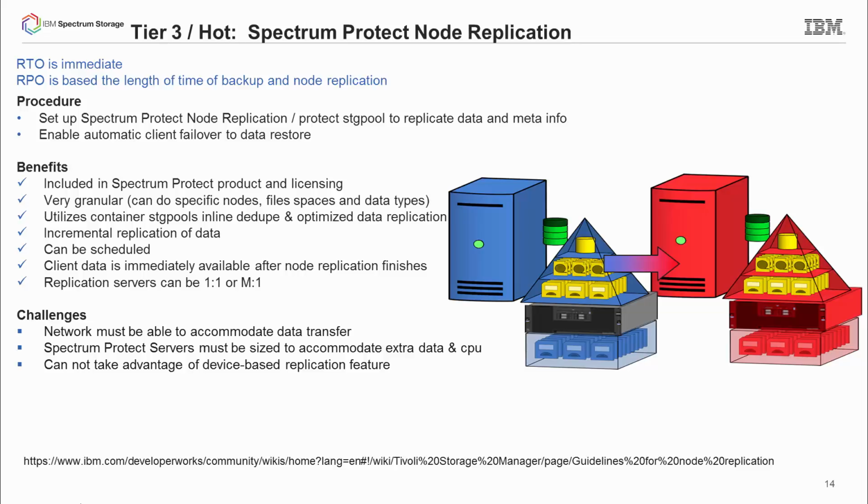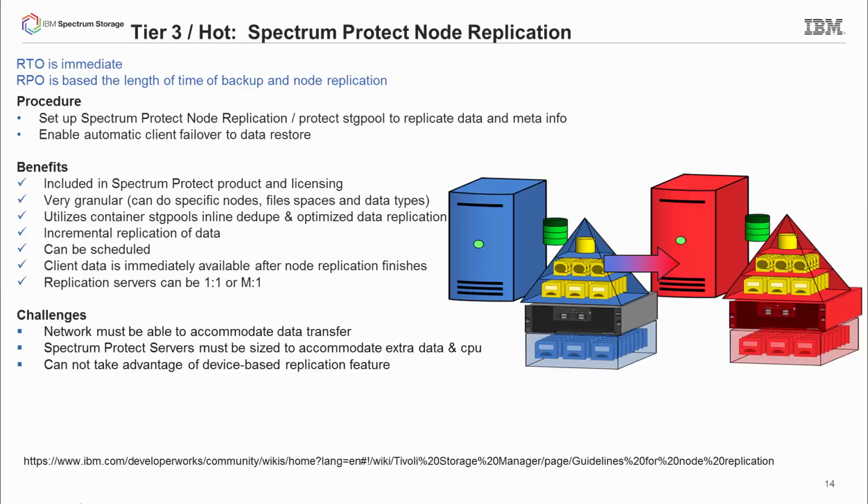When you set up node replication, you can get granular about what you want to replicate to the DR site. Is it going to be just specific nodes or file spaces or data types? Or is it going to be all of the information in your Spectrum Protect server? And when we do the node replication, we are doing incremental replication. So it's only replicating the new data over to the DR site. Everything can be scheduled to run so that after your backup's complete, we can kick off the replication. The client data on the DR site is available immediately after node replication finishes.